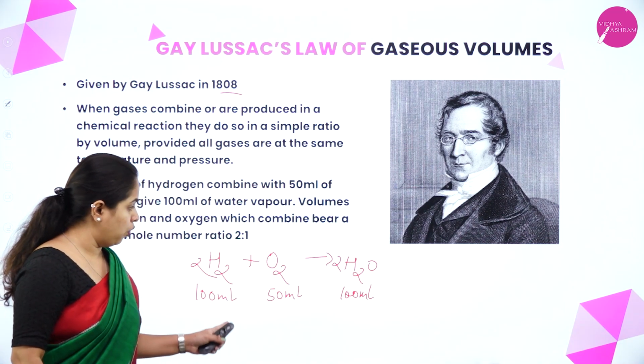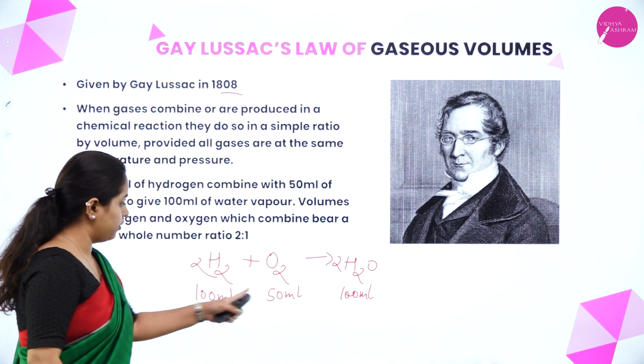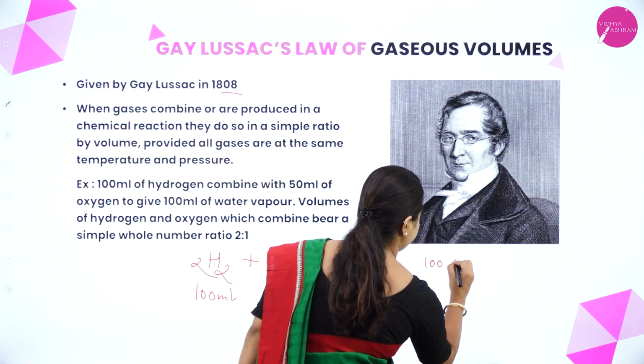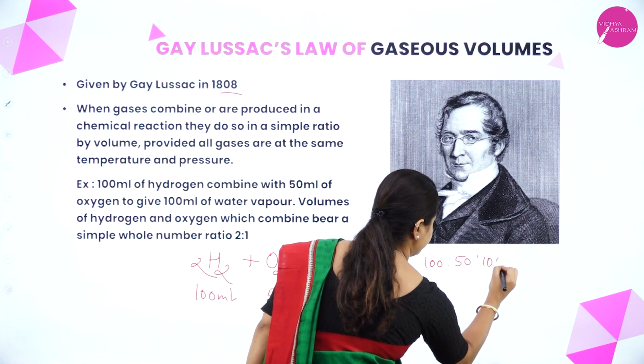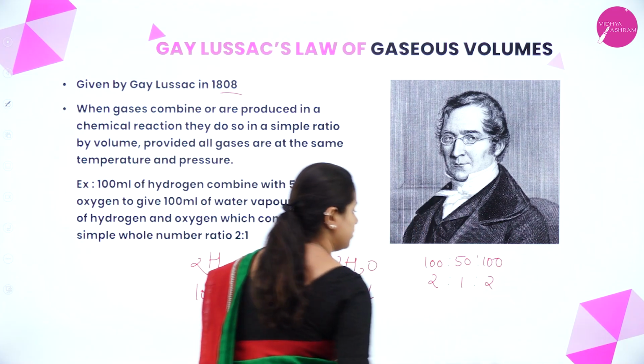So you can see the volumes which are given here are in a simple whole number ratio, right? Yes, 100, 50 and 100. How can you write it? 100 is to 50 is to 100. So that is in the ratio 2:1:2, right?